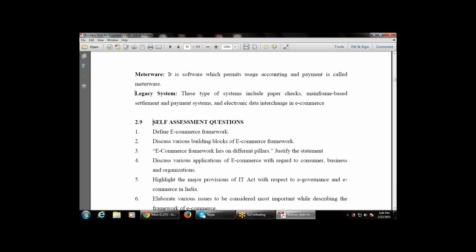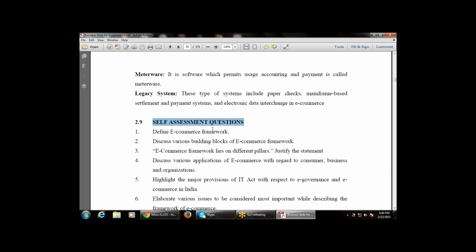Then these are the self-assessment questions, that is, questions on chapter number 2, the framework of e-commerce. The first question is define the e-commerce framework. That is, what is the e-commerce framework, what is the structure of the framework, what is the structure of e-commerce.